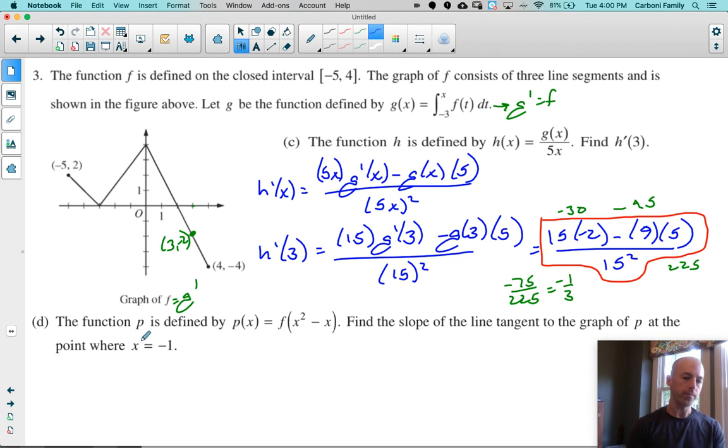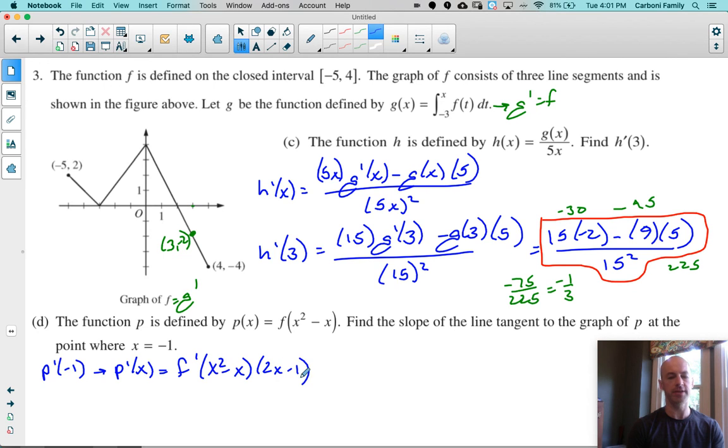All right. So another function P is this function. Find the slope of the line tangent at the point where x equals -1. So in other words, find P prime of -1. And just like the previous problem, I'm first going to have to find P prime of x, which is a chain rule. We'll do the derivative of f, leave the inside alone, times the derivative of the inside, 2x minus 1.